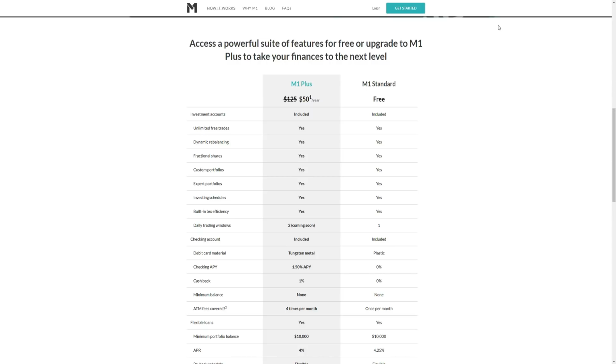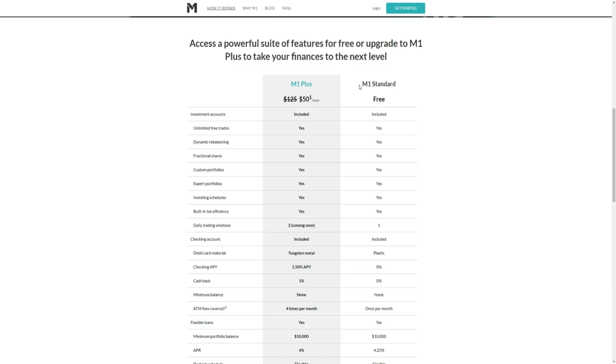So, M1 Standard and M1 Plus, these are some features that are coming out to the M1 Finance platform. I currently use M1 Finance and will continue to use M1 Finance because I believe it's one of the best brokers out there, both for growth investors, for dividend investors, for long-term investors. I have a whole video covering why it's the best platform. If you guys want to check that out, top corner I will have it linked.